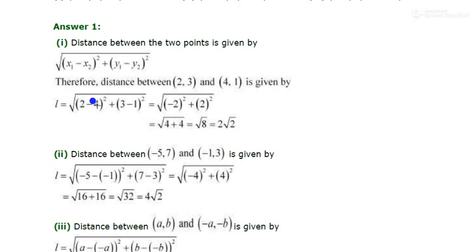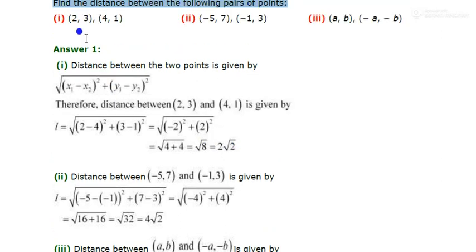So what is 2 minus 4 whole square? That is minus 2 square, and 3 minus 1 is 2, so that is 2 square. Minus 2 whole square is plus 4, and 2 whole square is again 4, so 4 plus 4 is 8, so it is under root 8. Just prime factorize this 8, so we will get 2 under root 2. This is the distance between these two given points. Now in the same manner we can find the remaining two parts. Just try these two parts by yourself, and if you face any problem then you can consult me.